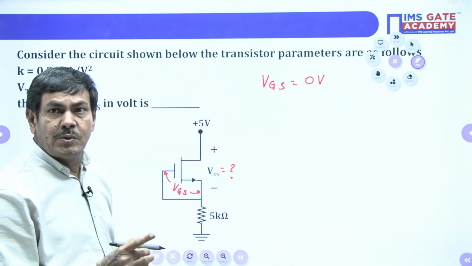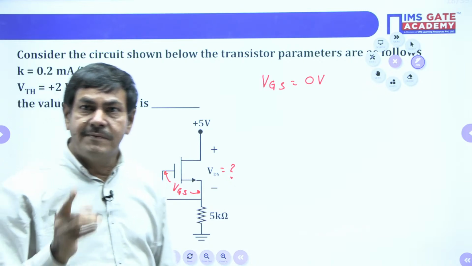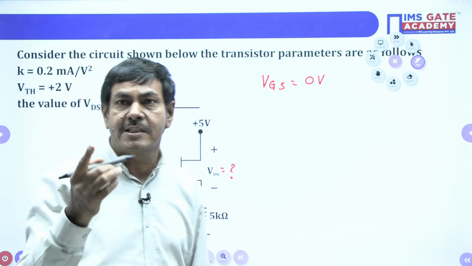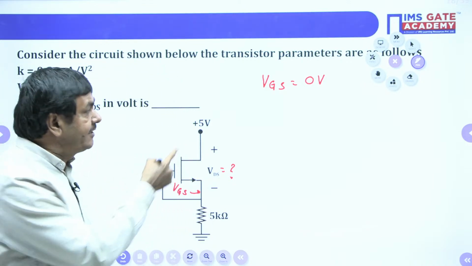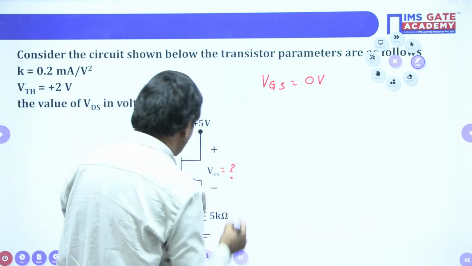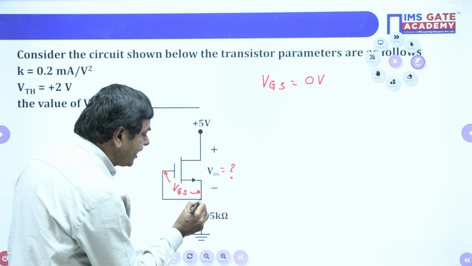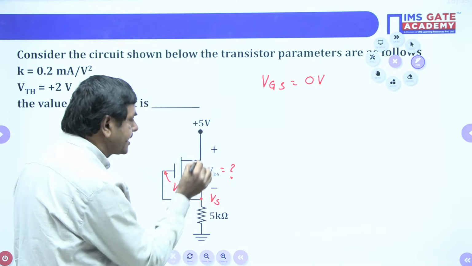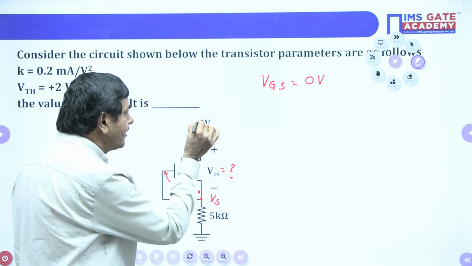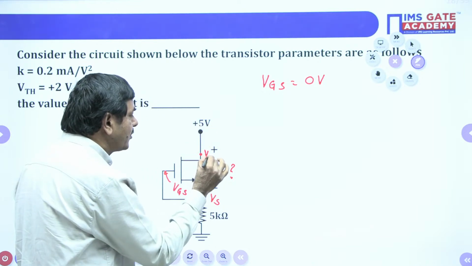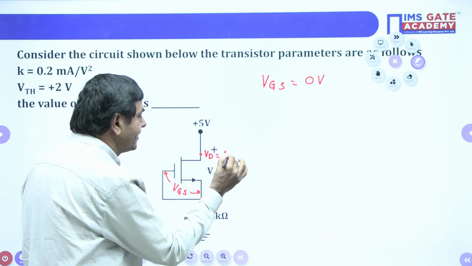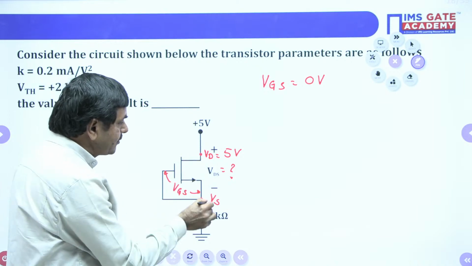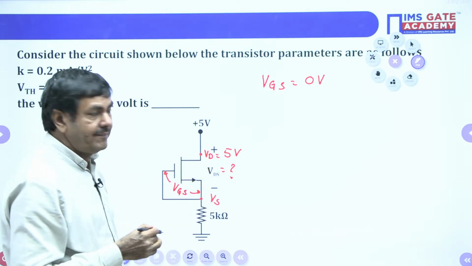VGS is 0. Yes, VGS should be greater than what value it is given? Yes, I will give now. VGS is a 0 voltage. This node voltage we can call a source voltage only, VS. This voltage and 5 volts is nothing but the drain voltage, I can say. The difference of these voltages is VDS.